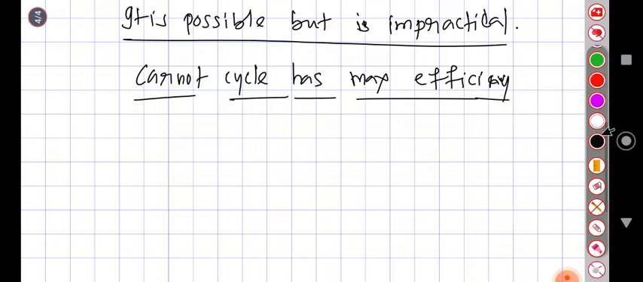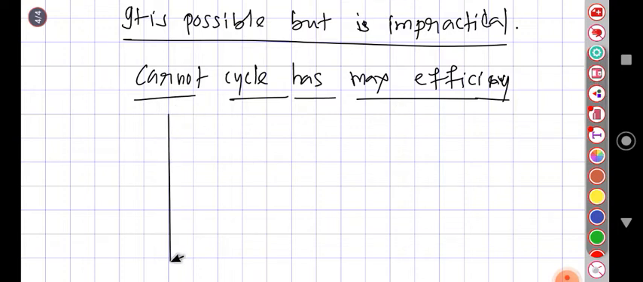Now we will see this cycle with the help of a graph. Let me draw this PV diagram. With the help of the PV diagram, we will understand the various processes in the Carnot cycle.